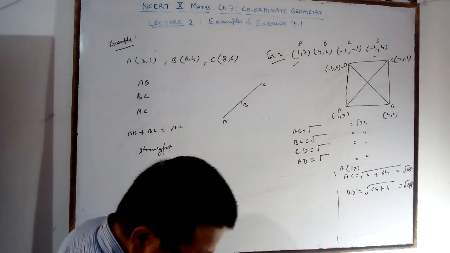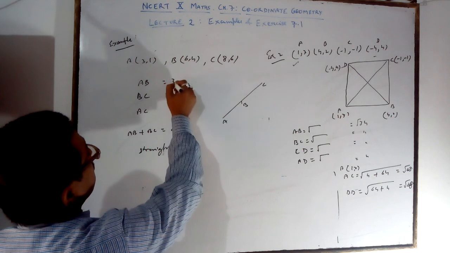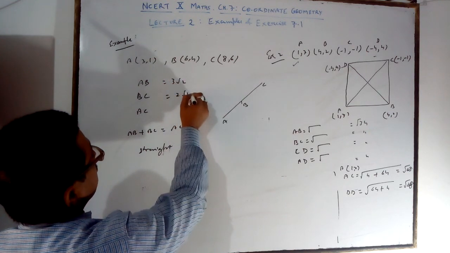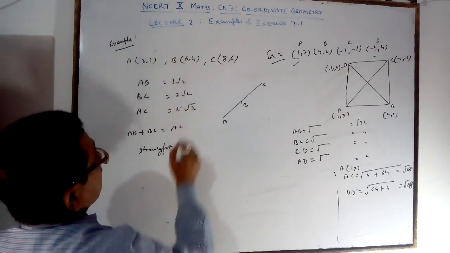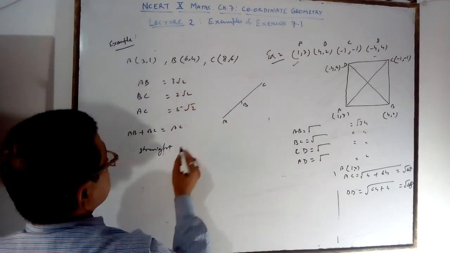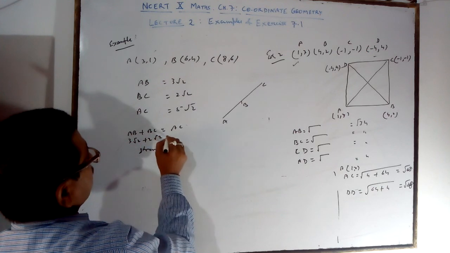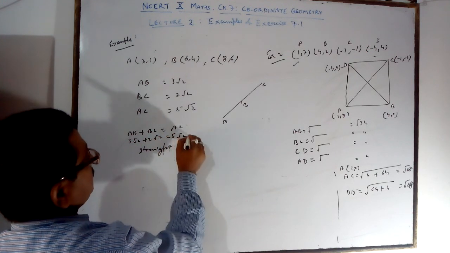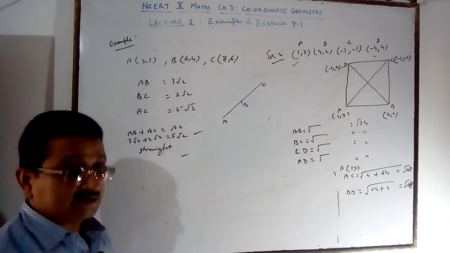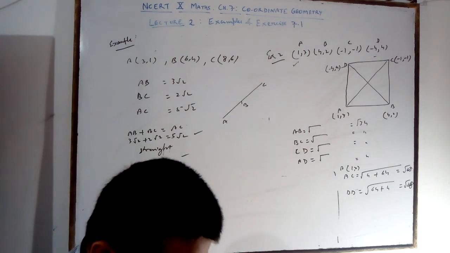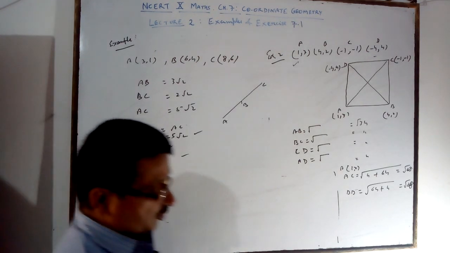By the distance formula you are getting AB as 3 root 2, BC as 2 root 2, and AC as 5 root 2. So 3 root 2 plus 2 root 2 gives you 5 root 2. So it is in a straight line. Simply you are getting this. Now example number 4 is given.